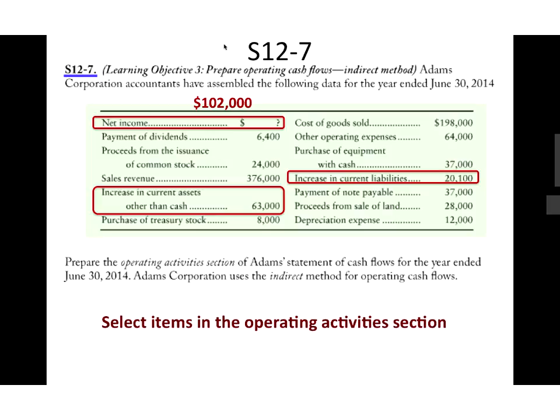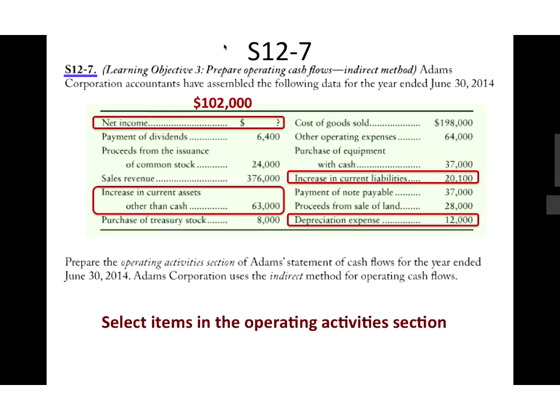So I'm going to use that. Purchase of treasury stock is not an item. Cost of goods sold is not an operating item. Other operating expenses, I already used. Purchase of equipment with cash is not, because it's investing. Increase in current liabilities is one of the adjustments, and so is depreciation expense. So all I'm doing is looking down through the list of adjustments that we went through on Monday, and I'm picking out these 4 items.